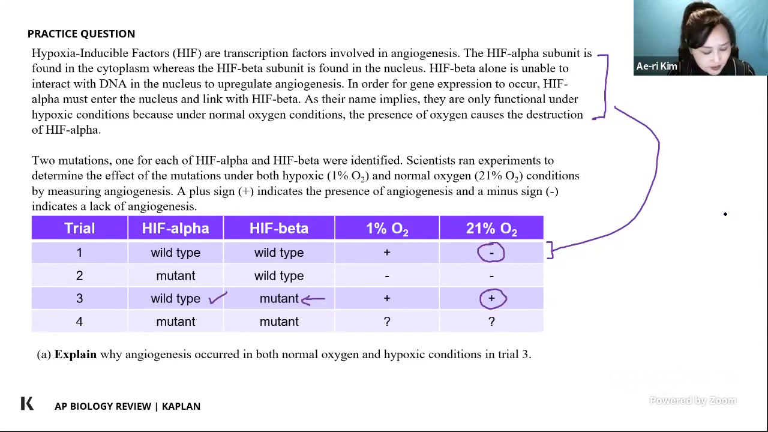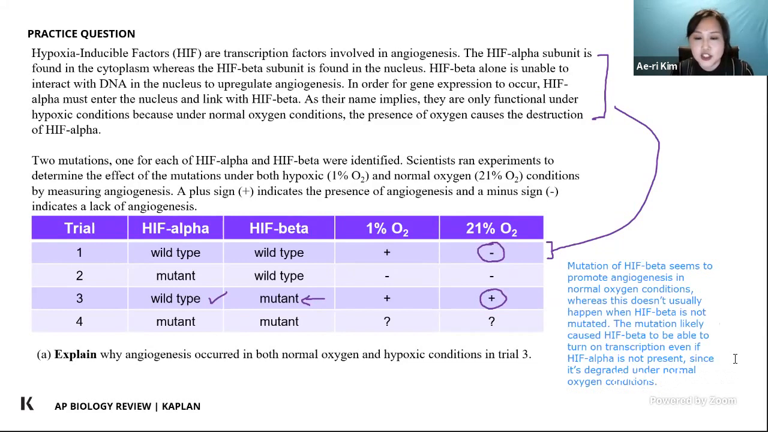That's what I would say in terms of an answer for this one, that's the full explanation. Mutation of HIF beta seems to promote angiogenesis in normal oxygen conditions, whereas that normally doesn't happen when it's not mutated. It is likely causing it to turn on transcription, even if HIF alpha is not present. And that is a detail that comes from the first part. It says that normally HIF alpha is degraded under normal oxygen conditions. And so essentially HIF alpha is the thing that only needs to be there when there's low oxygen.